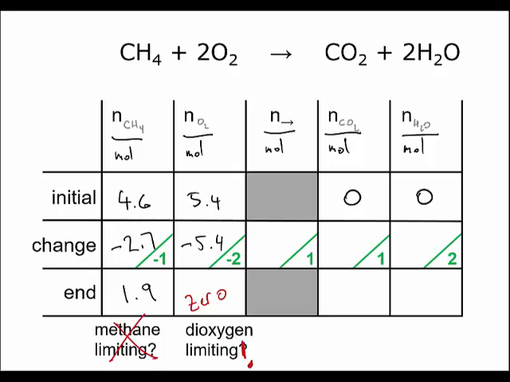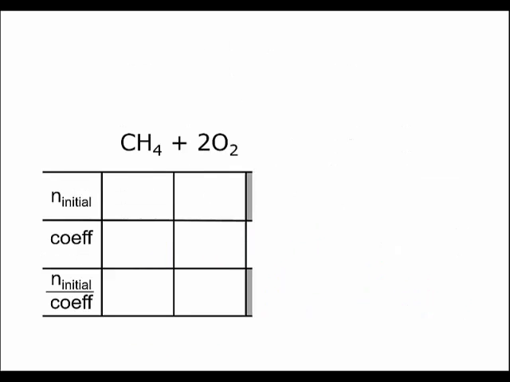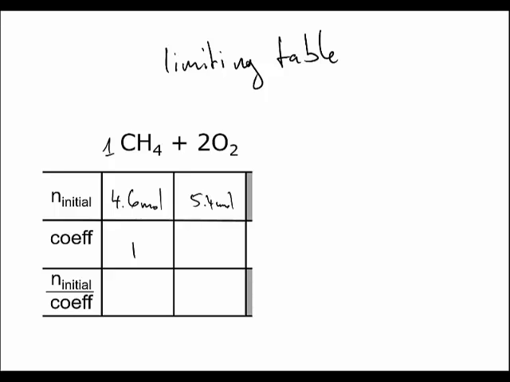Luckily, there were only 2 reactants, so we just had to test 2 possibilities. The direct way is much more direct. It requires a fast calculation on the side. You can do this calculation under the ICE table, but here we will use another, much simpler table. I will call it the limiting table. We just need the information on the reactants, specifically the initial amounts and the stoichiometric coefficients. For methane, the initial amount is 4.6 moles, and the coefficient is 1. For dioxygen, the initial amount is 5.4 moles, and the coefficient is 2.